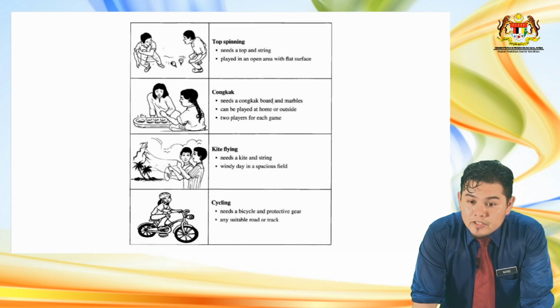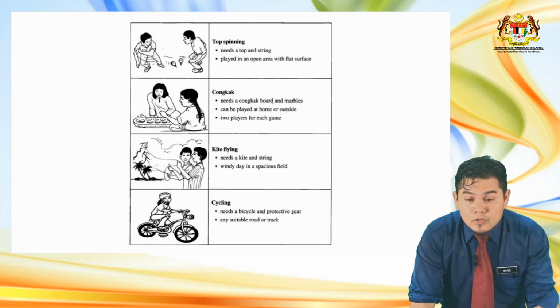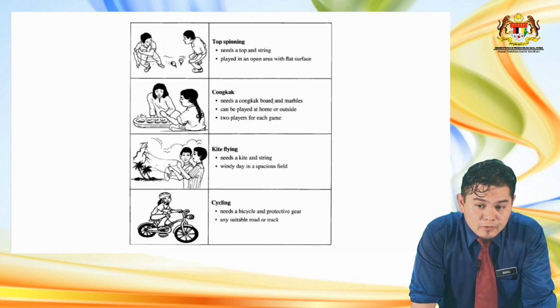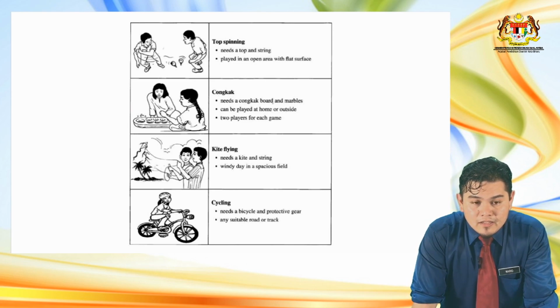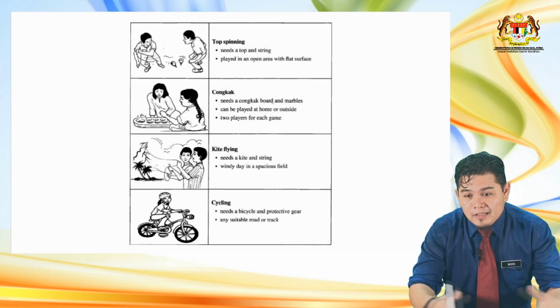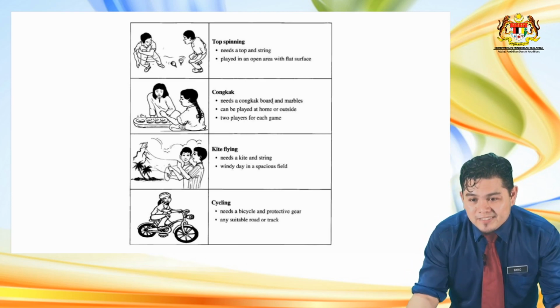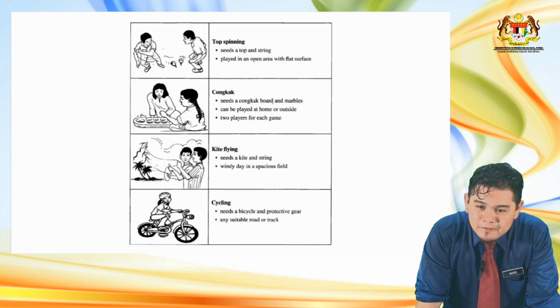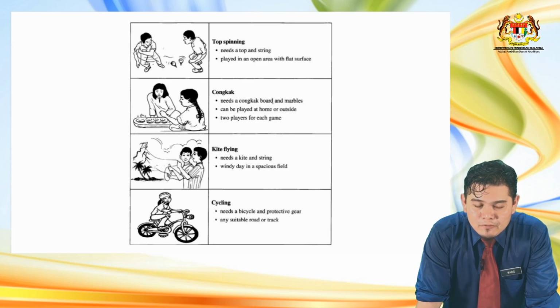So we're talking about congkak. If you want to play congkak with your friend, then you write you want to play congkak with your friend. And then next, don't go on to say you want to play kite flying with her. Automatically you show the examiner that you don't understand the questions. So you definitely have to be very, very extremely careful with this.